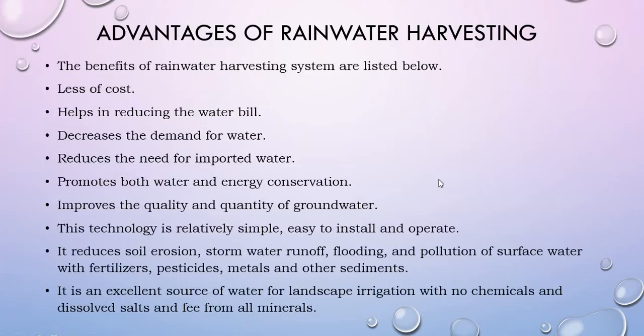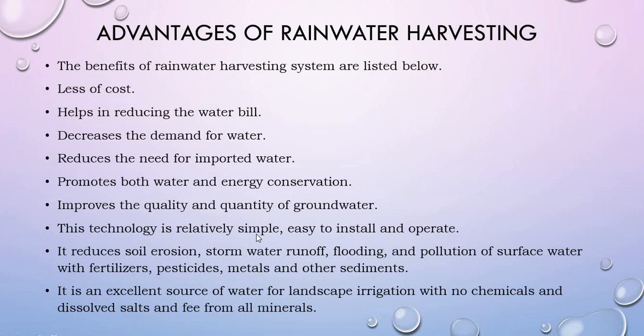Now coming to the other thing, the advantages of rainwater harvesting. The benefits of rainwater harvesting systems are listed below. The first one is that it is low in cost. It also helps in reducing the water bill, decreases the demand for water, reduces the need for imported water, promotes both water and energy conservation, and improves the quality and quantity of groundwater because it recharges the groundwater.